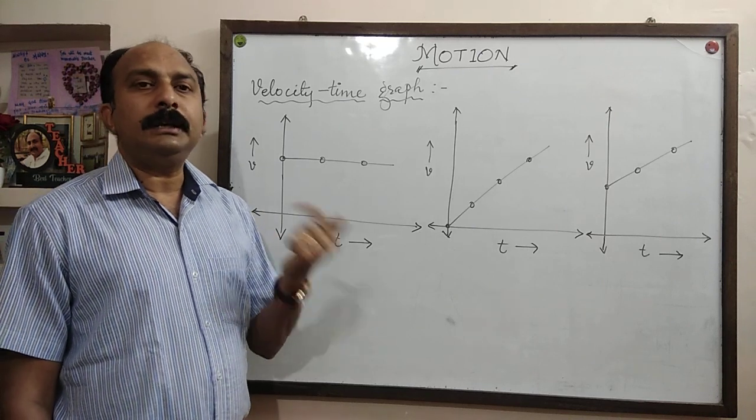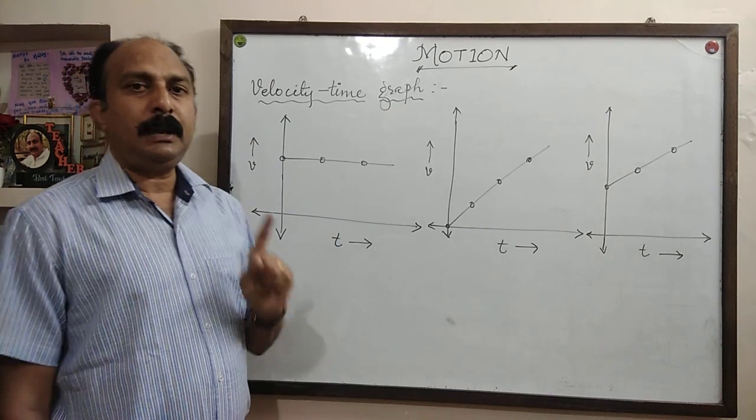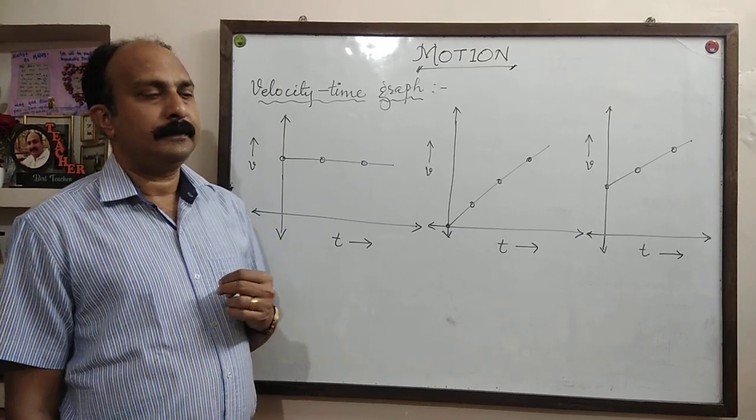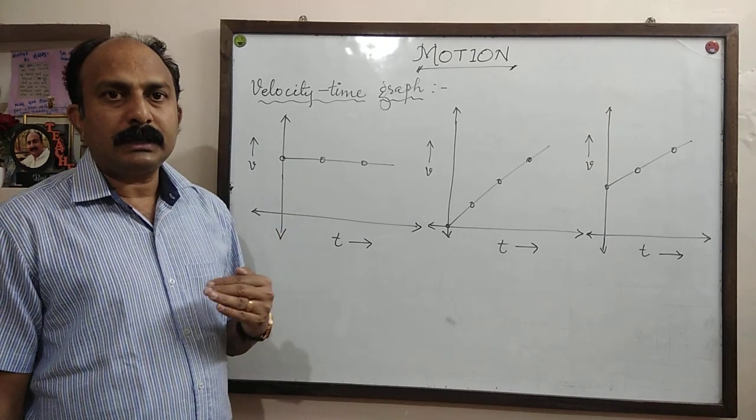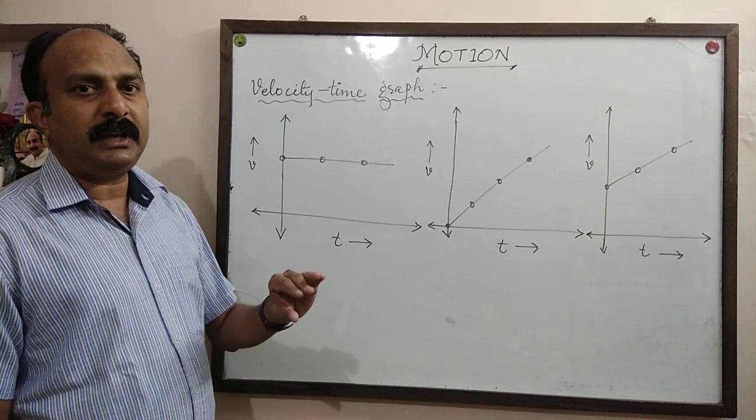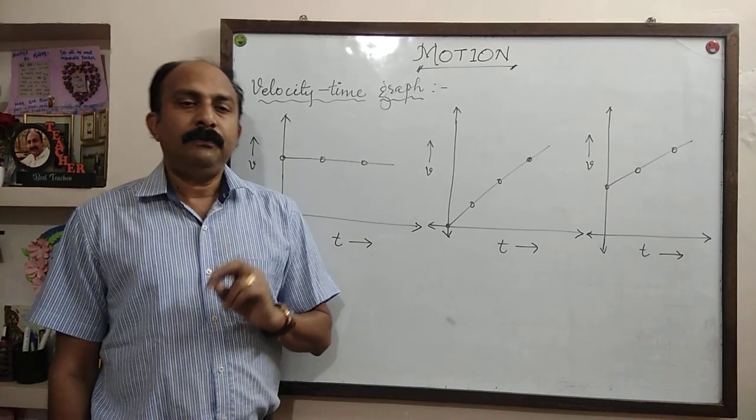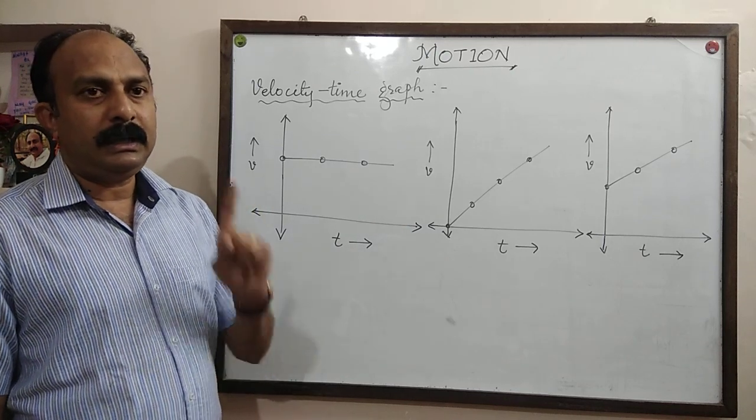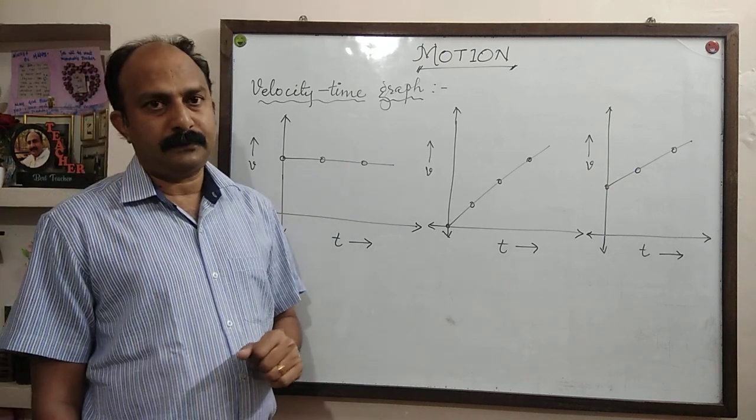What are the other uses of velocity time graph? Velocity time graph can be used for determining two things. Number one, the acceleration of the body. If that body has acceleration, then we can calculate the acceleration of that moving body with the help of velocity time graph. Second, we can also calculate the total distance traveled by the body in t second time or in time t using velocity time graph.